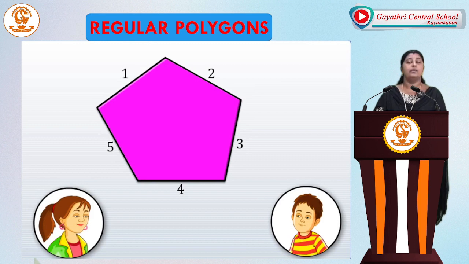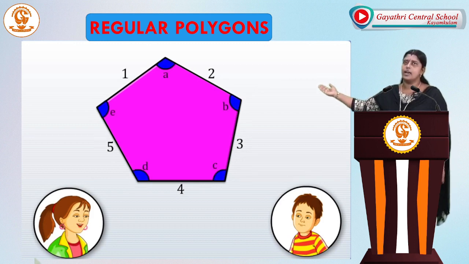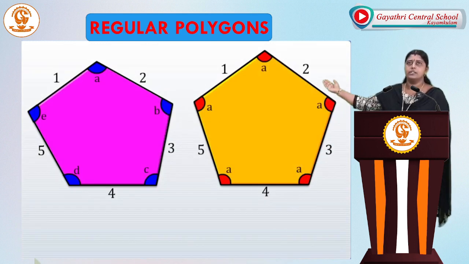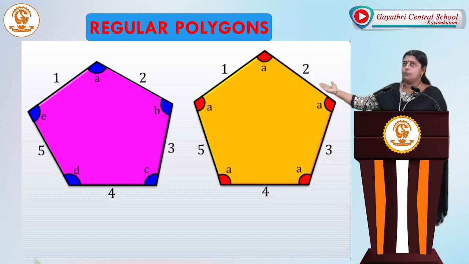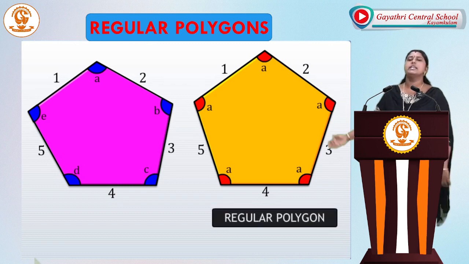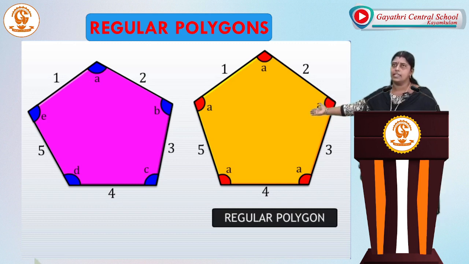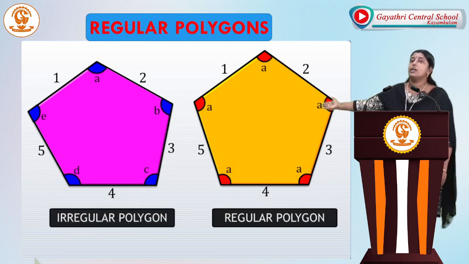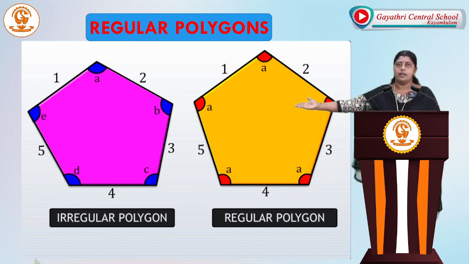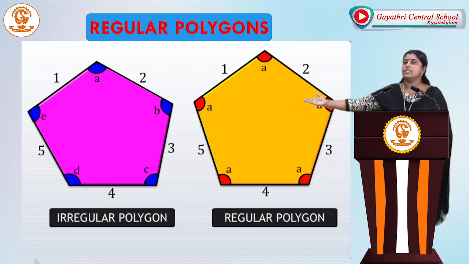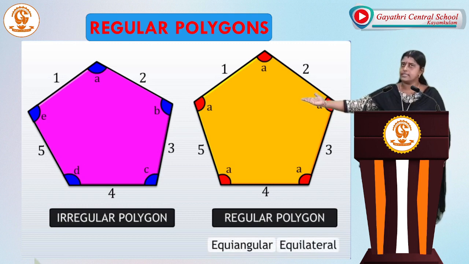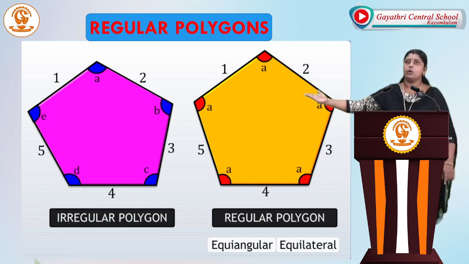In the first figure, the sides are different and angles are also different. But in the second figure, we can see the sides are equal and also its angles are equal. It's a regular polygon. All the angles are equal and all of its sides are equal. Here it is a regular polygon. But in the first figure, it is an irregular polygon. That means its sides are different and its angles are also different. So it is an irregular polygon.